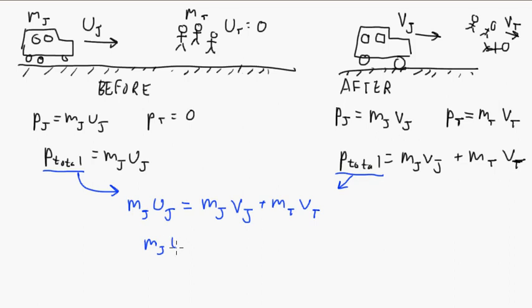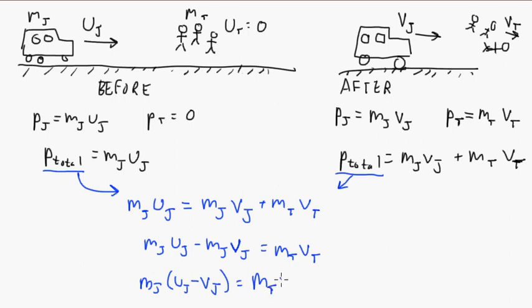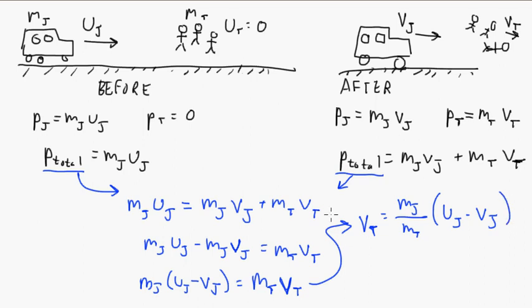So we can collect these terms: MJUJ minus MJVJ equals MTVT. And then we can do a little collection here and say MJ times (UJ minus VJ) equals MT times VT. And then bring it all together, and that gives us VT, which was what we wanted to find, the final velocity of the terrorists. So VT equals, we're going to divide it all by MT, so MJ over MT times (UJ minus VJ).